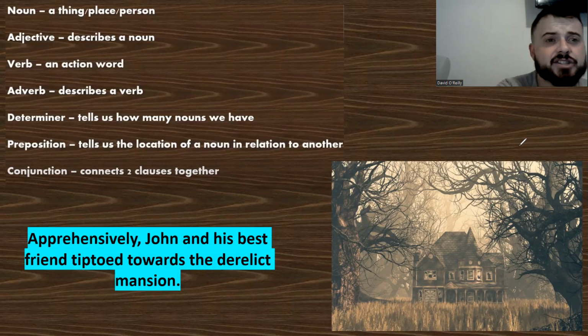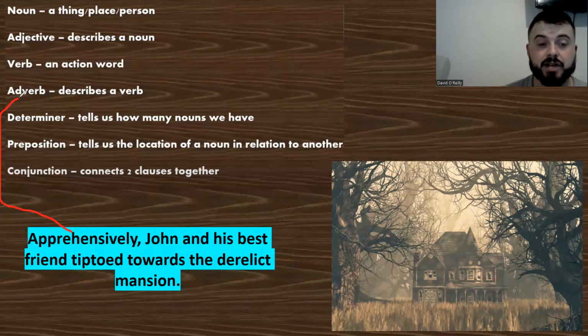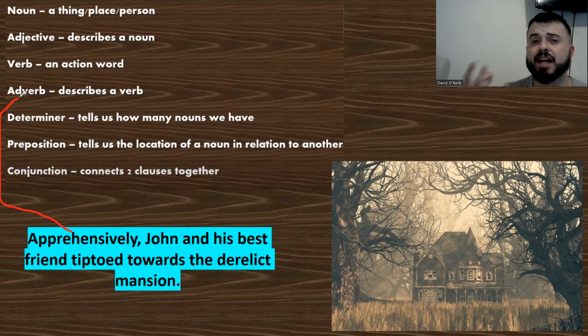I've started that sentence with an adverb. Apprehensively. It's an adverb because it's telling me how they tiptoed. The verb is tiptoed. The noun, John and his friend. And apprehensively is telling me how they did that action. The adverb describes the action, okay? And I've started my sentence with the adverb. So I started my sentence with an adverb.